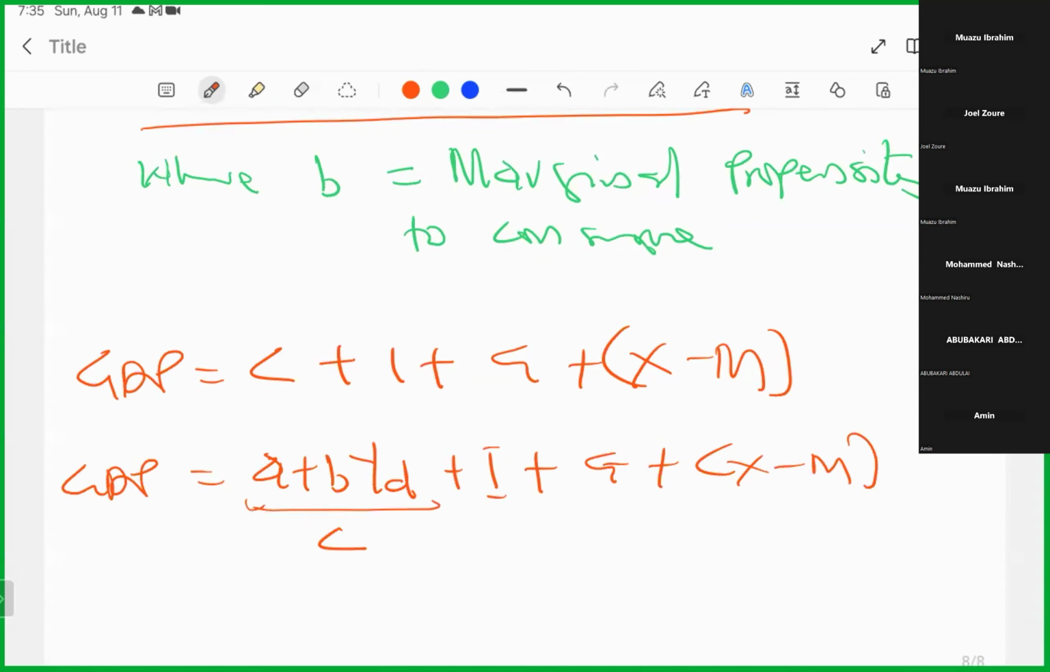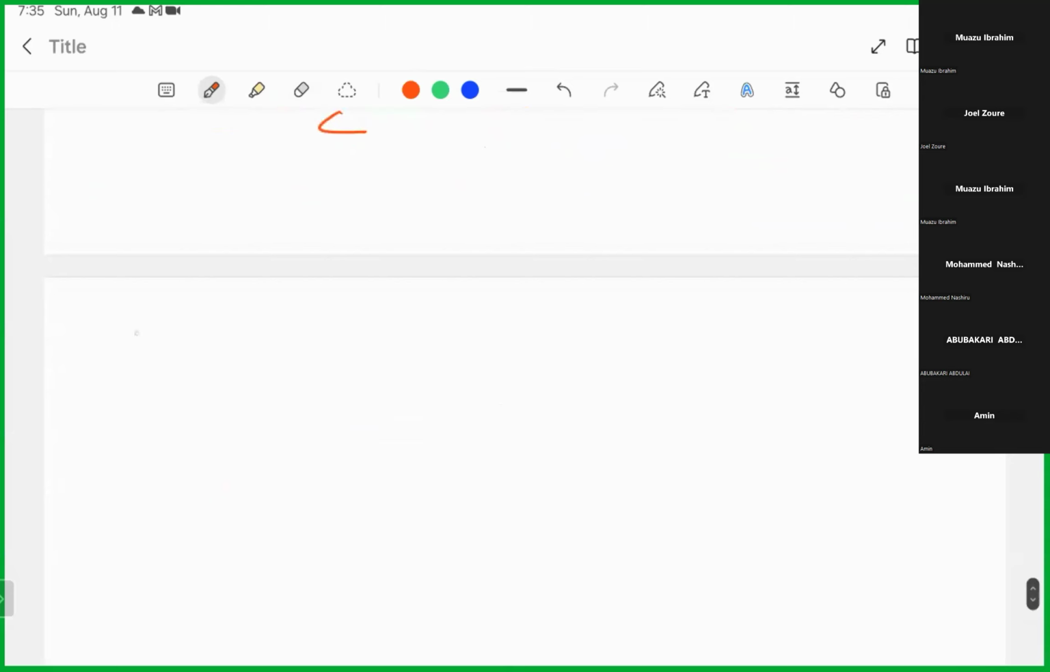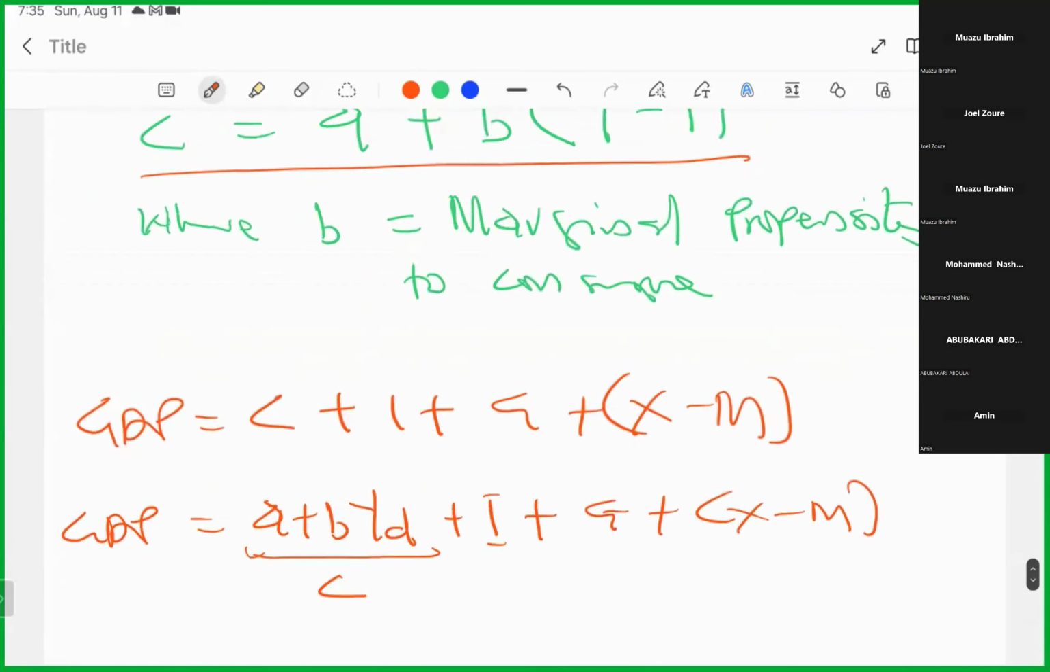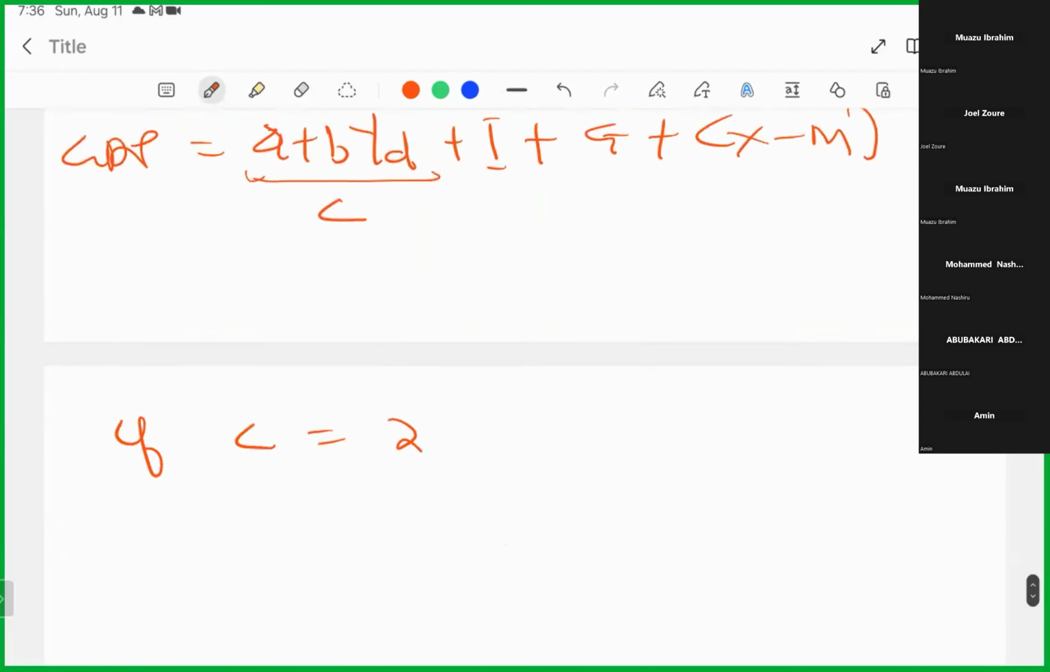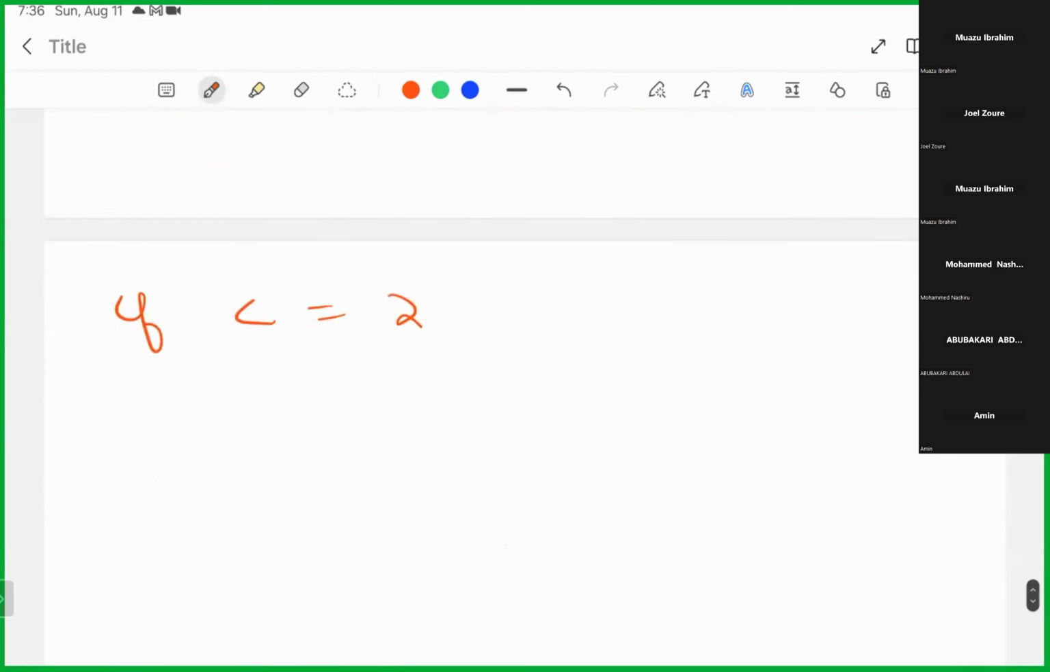So for instance, if consumption is equal to 2, and then let me just also mention this. The marginal propensity to consume is less than 1. So we have the marginal propensity to save and the marginal propensity to consume, and the summation of the two should be equal to 1.